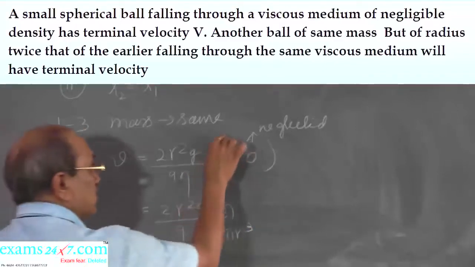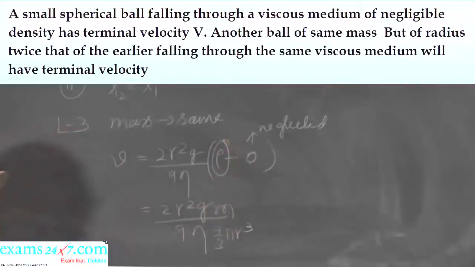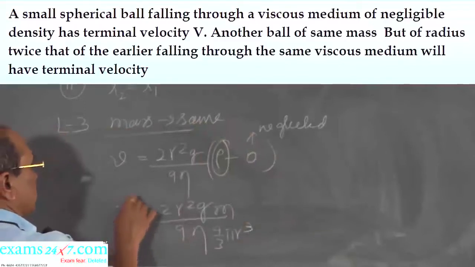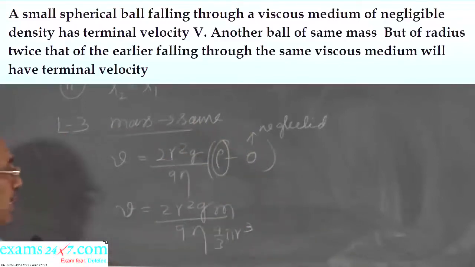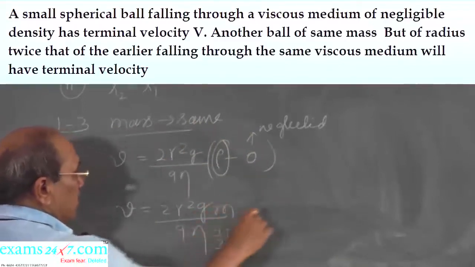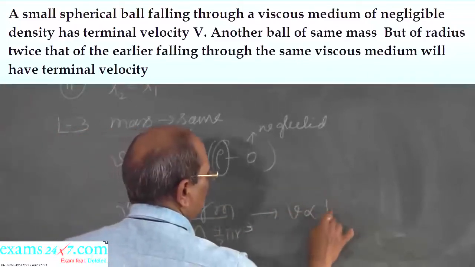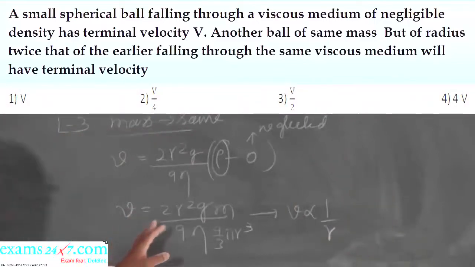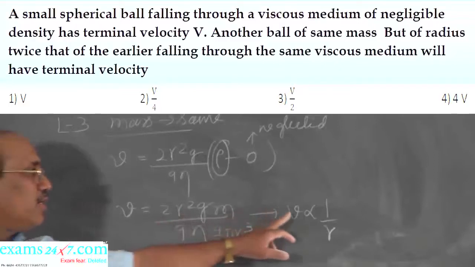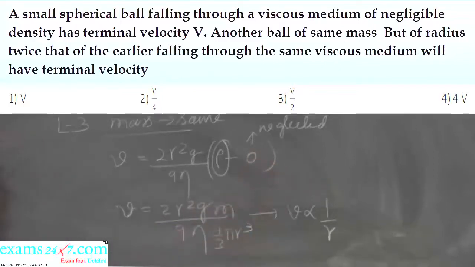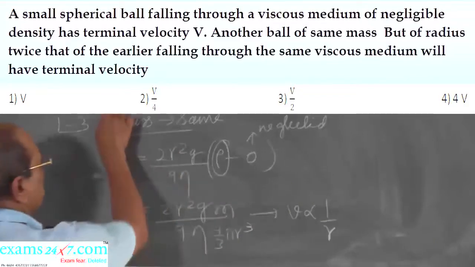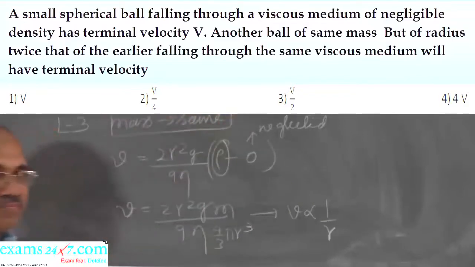I removed this density in terms of mass. Why did I bring it? Because mass must be made the same to understand terminal velocity. When I brought the mass, the volume made the answer V proportional to 1 by R. The logical change: instead of R², R³ comes. When you make mass the same, V proportional to R² fails, and now V is proportional to 1 by R. Only this term made the change in the problem.